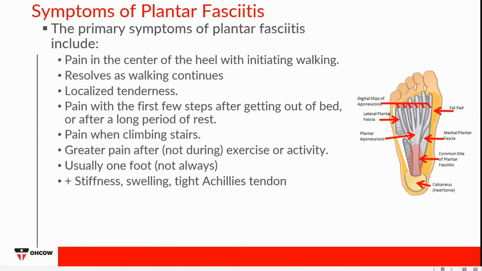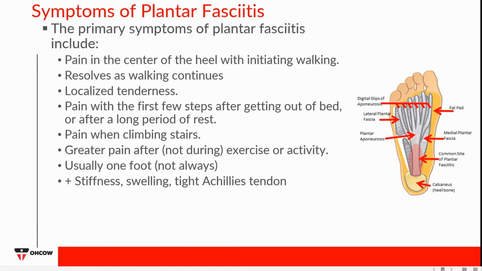The pain is usually localized in and around the heel area. Like I said, the pain is there for the first few steps. There may be pain when using the stairs. Generally, during exercise, the patient will tell you they're okay, they don't have pain at all, or they have barely minimal pain. And generally it's one foot at a time.